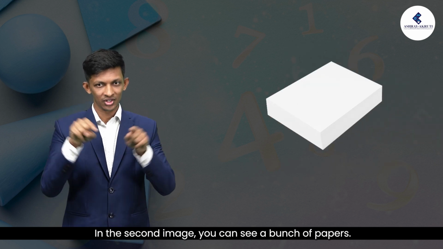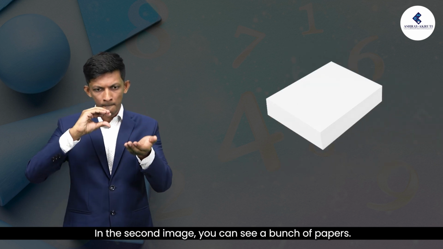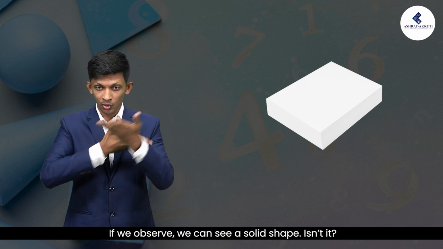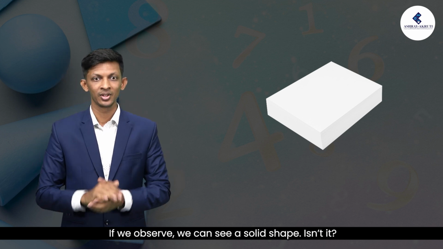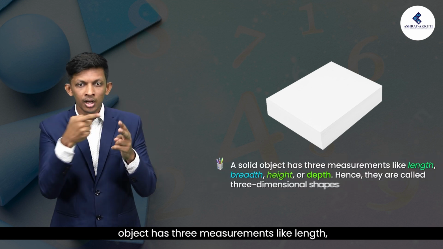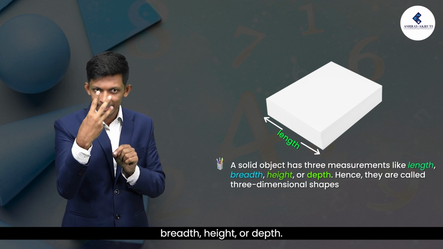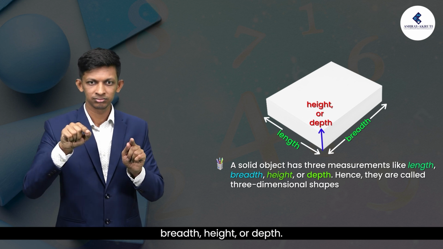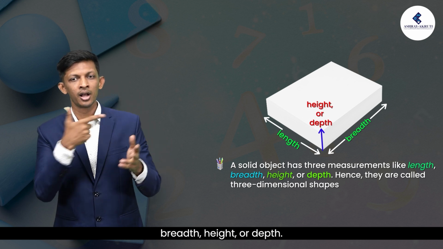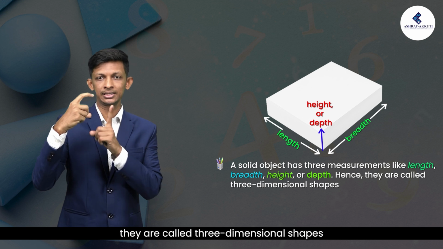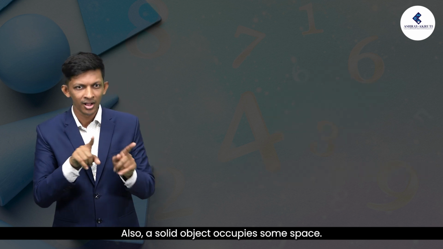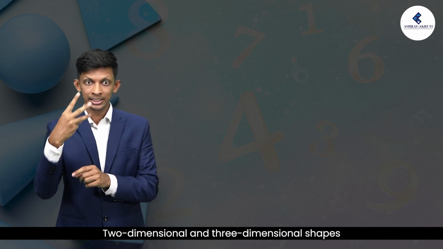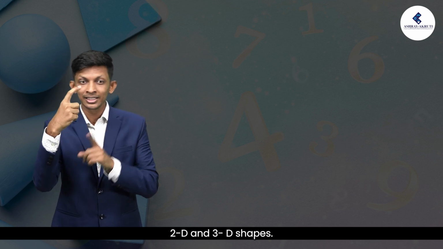In the second image, you can see a bunch of papers. If we observe, we can see a solid shape, isn't it? A solid object has three measurements like length, breadth, height or depth. Hence, they are called three-dimensional shapes. Also, a solid object occupies some space. Two-dimensional and three-dimensional shapes can also be briefly named 2D and 3D shapes.